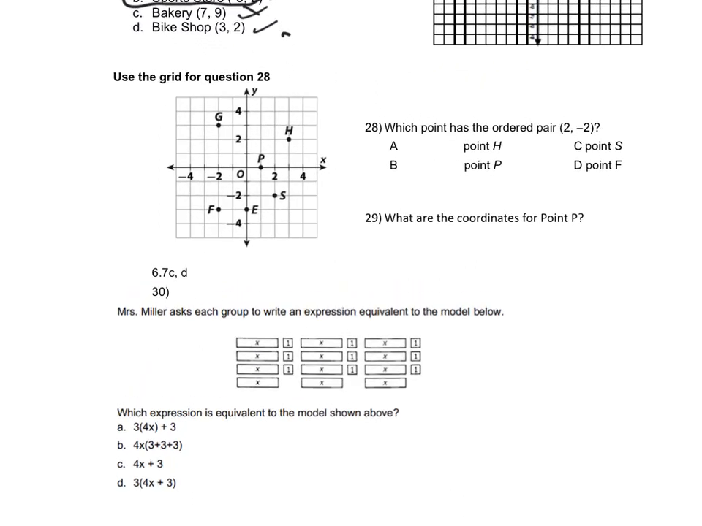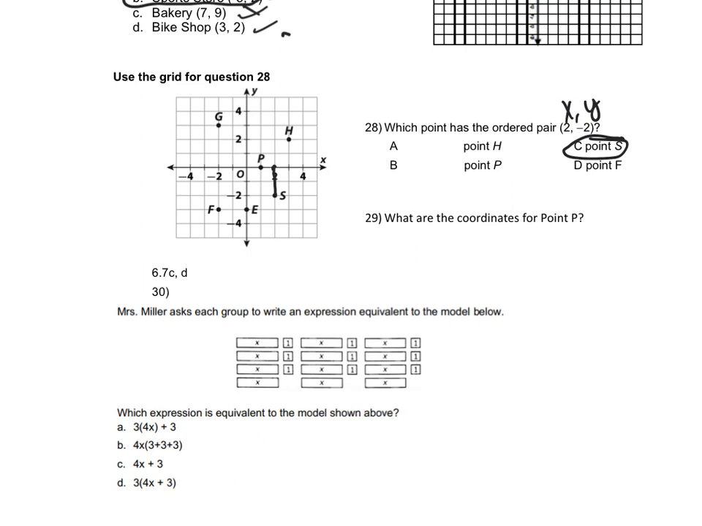Which point has the ordered pair 2 and negative 2? So X and Y. So start, I go over to 2. Then down 2, and that will be point S.